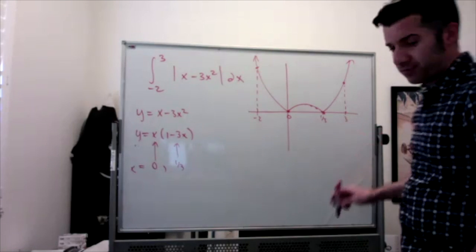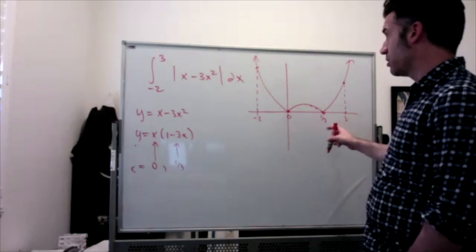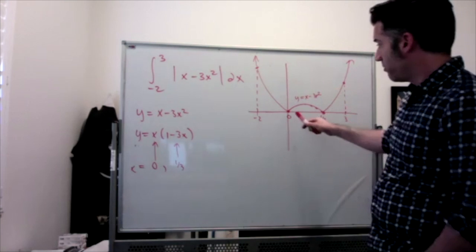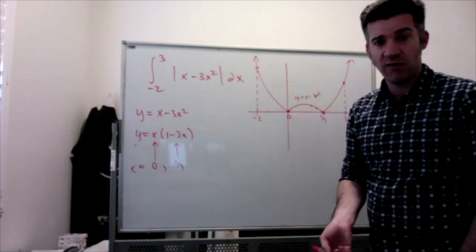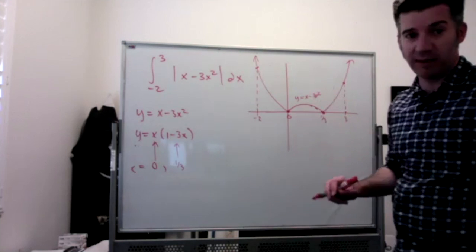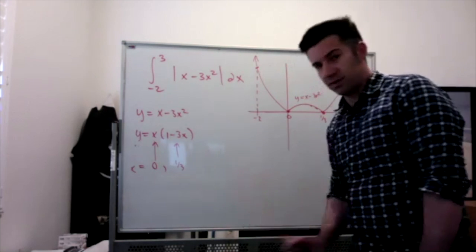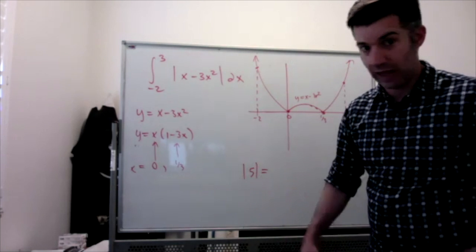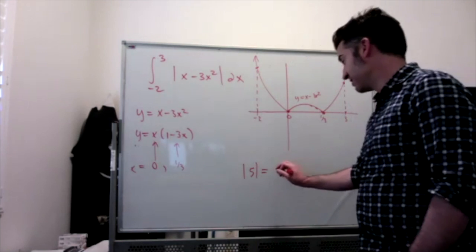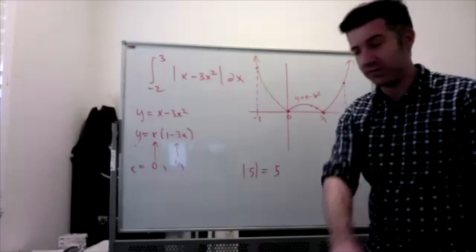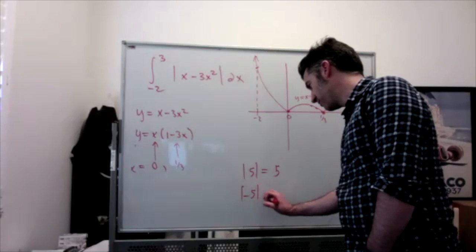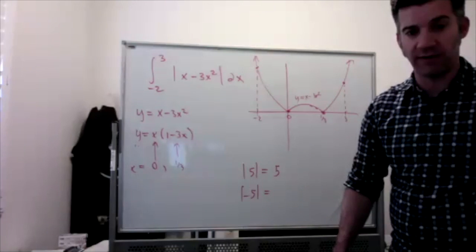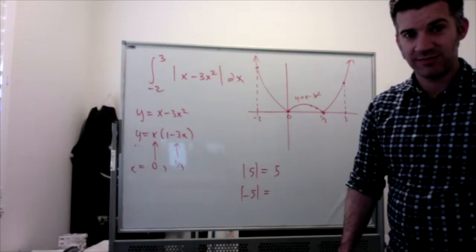Okay. So this piece of the function right here is y equal to x minus 3x squared. But this piece here, from -2 to 0, it's not y equal to x minus 3x squared. Let me ask you guys, it's a really easy question. What's the absolute value of 5? 5. Okay, let me ask you a different question. What's the absolute value of -5? 5. How do you get 5 from -5? You gotta add a negative sign on the outside.